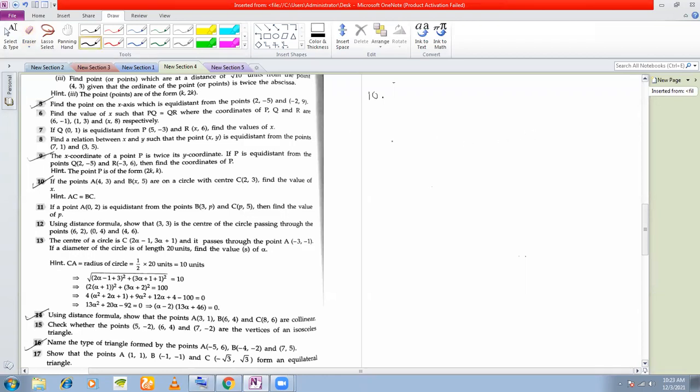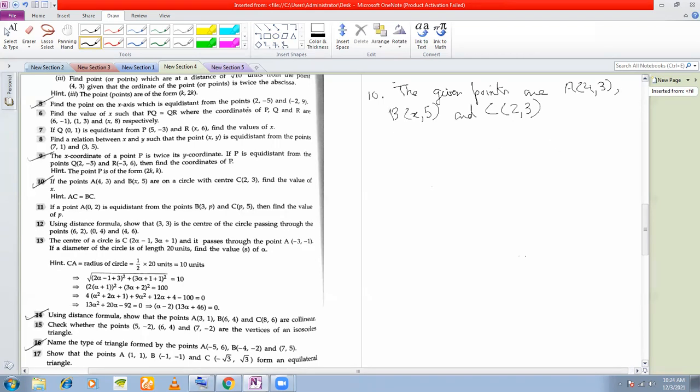In question number 10, if you read, it is given that if the points A and B, whose coordinates are given, A is (4, 3) and B is (x, 5), are on a circle with center C (2, 3), find the value of x. Okay. So the given points are A (4, 3), B (x, 5) and C (2, 3). Okay, and what they are saying is that A and B are on a circle and C (2, 3) is the center of the circle.